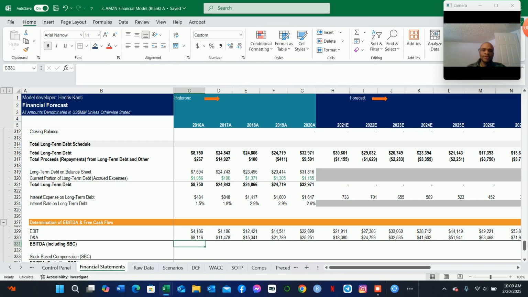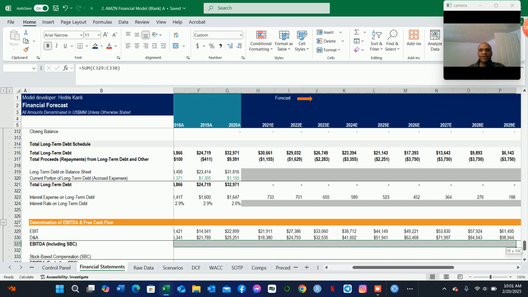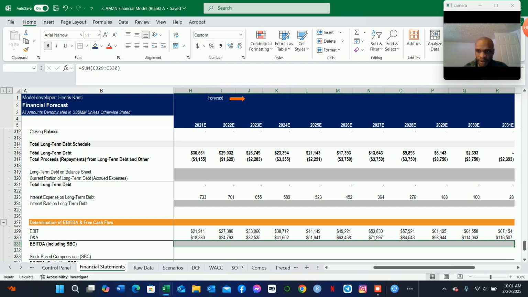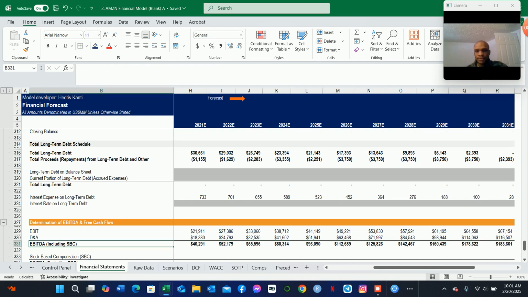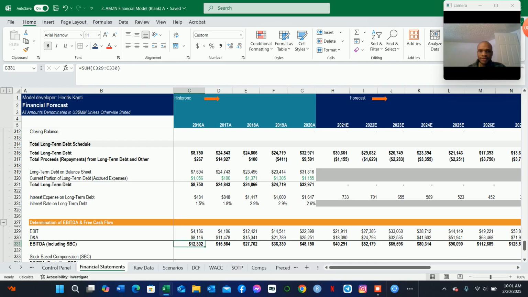So in this case, the earnings before interest and taxes, depreciation, amortization, including stock-based compensation, is going to be the sum of those. We can take all of these and fill it to the end of the projected period with Control R. So we have that set up there.